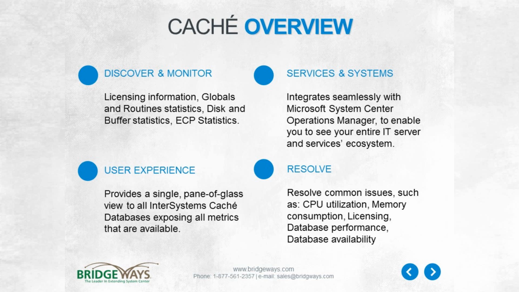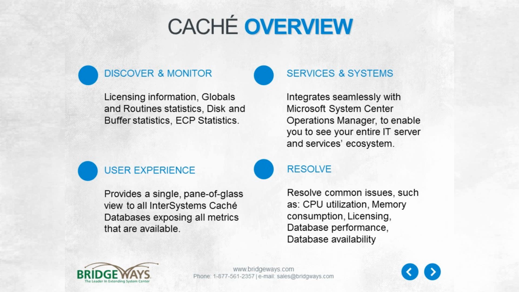So if you're running your InterSystems Cache system on a VMware or virtual machine, you can monitor that hypervisor and the operating systems, as well as your InterSystems Cache health and performance metrics, all from within a single view, and we'll show you that shortly. We also help you resolve common issues, and you'll be able to catch these things as they're happening. You're going to look at memory consumption, licensing, where maybe you're going to get an alert that you're near your peak license usage, your database performance and availability, things of that nature.